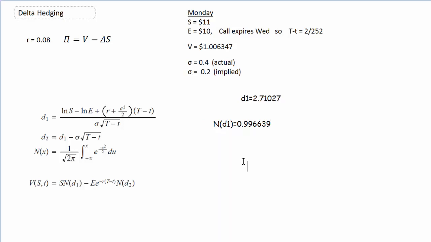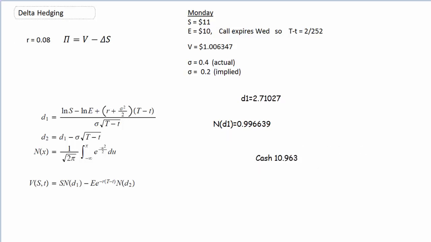So let's do that first. I'm going to short a share. The shares are currently selling at $11. Well, no, I'll short 0.996639 of a share, almost a share. So after I short, someone's going to give me $10.96-ish in cash.